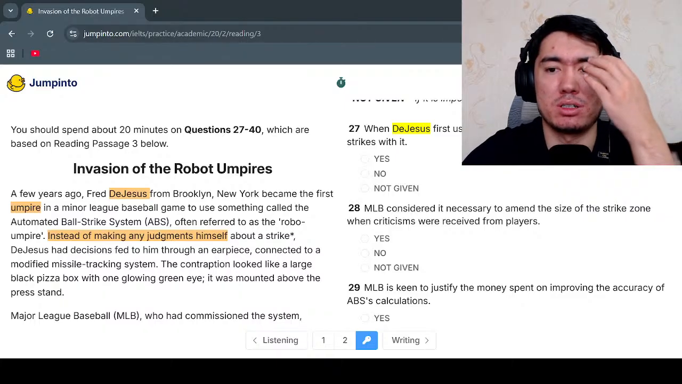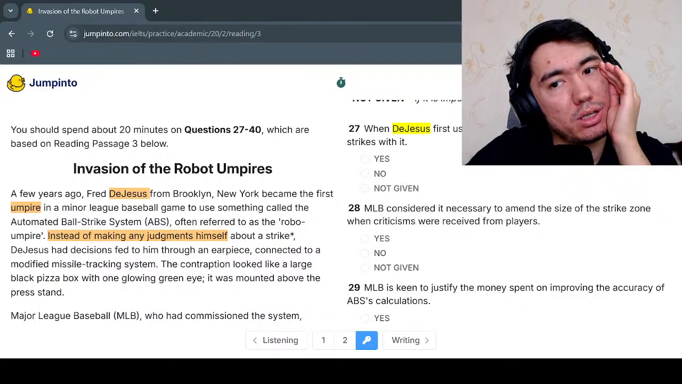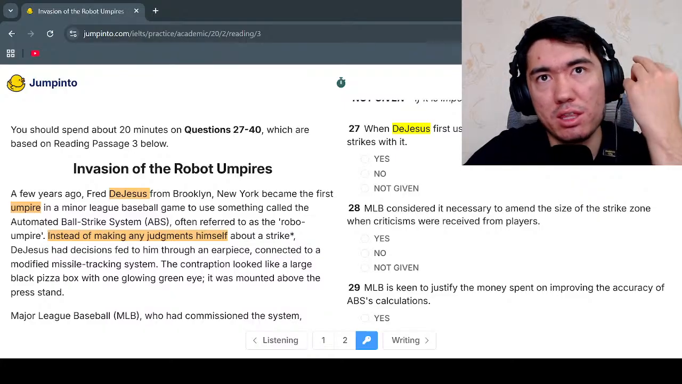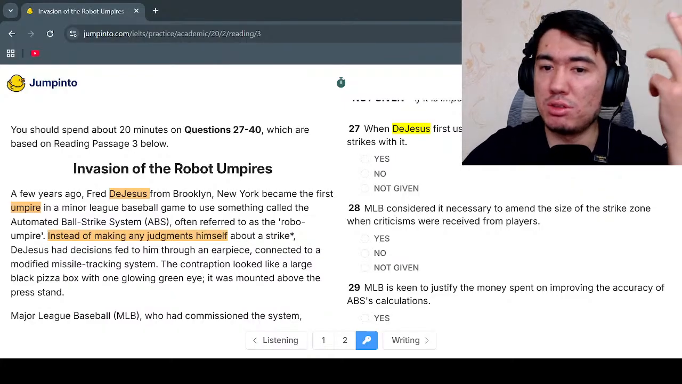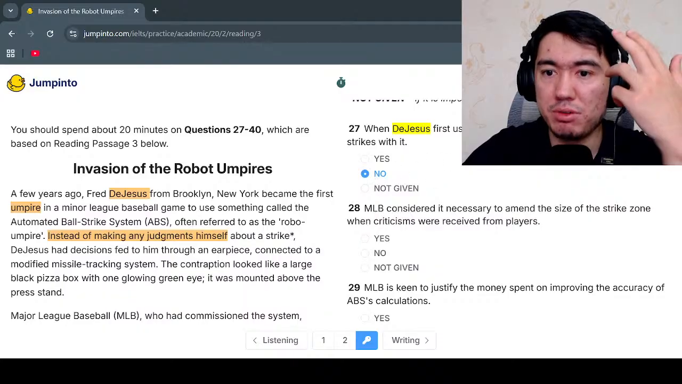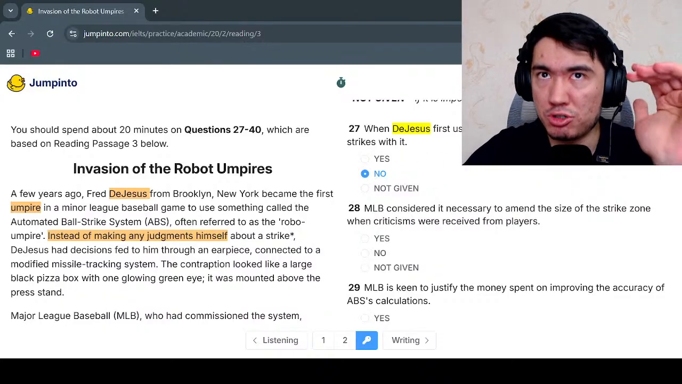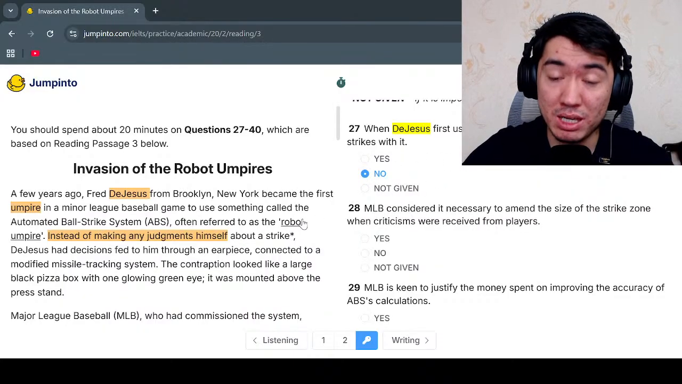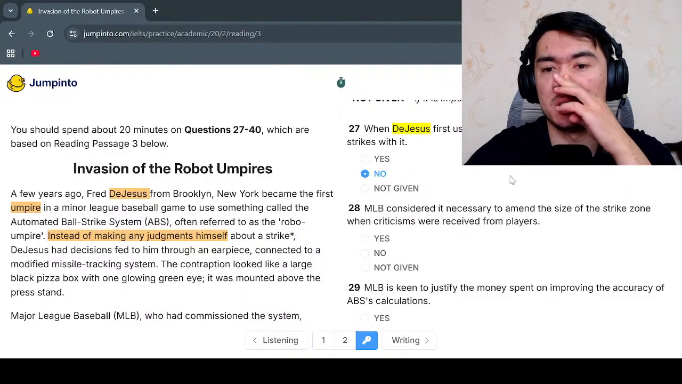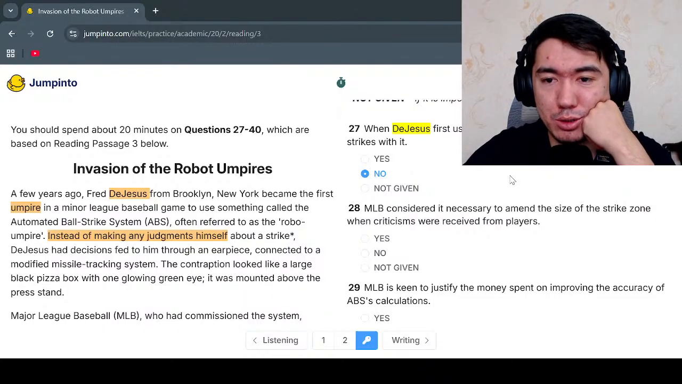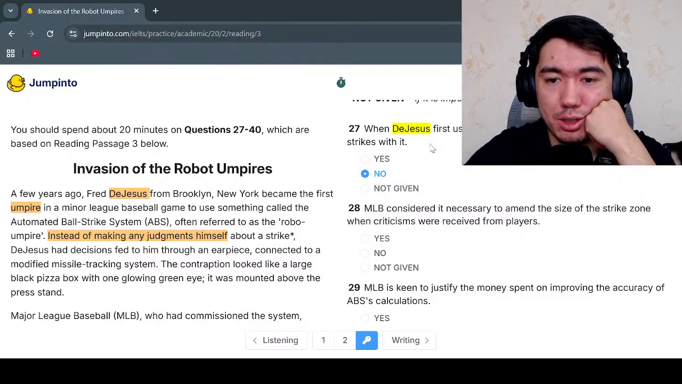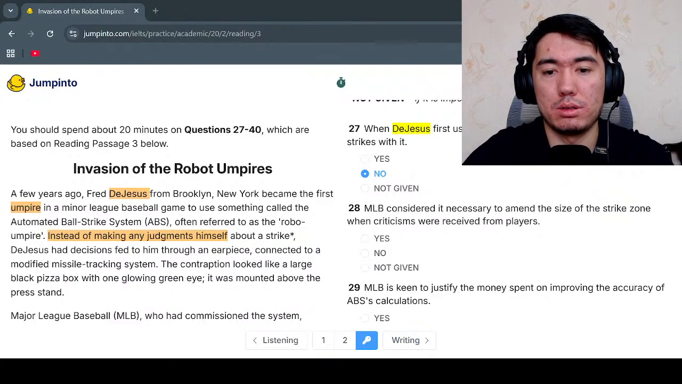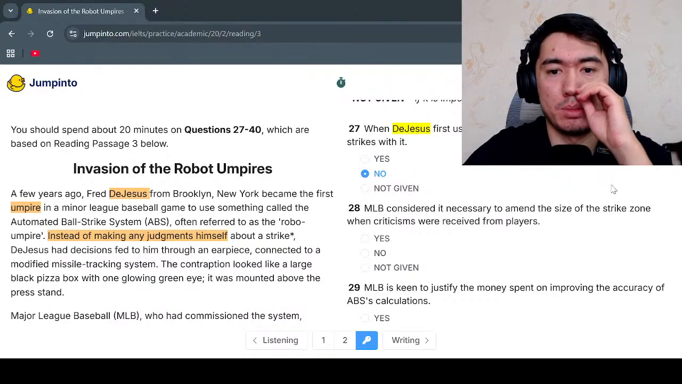I actually don't understand. So if the word share means, like, did he make the decisions, then the answer is going to be no. But if it means he agreed with the decisions that were made by the ABS, then the answer is going to be not given. So Azizbek, you were right. This is difficult. If you're still watching. He shared decision making about strikes with it.